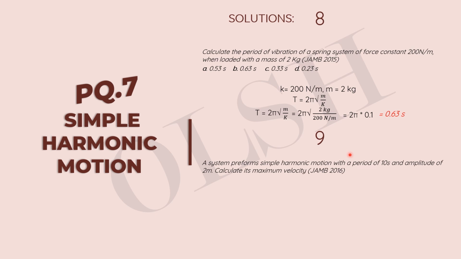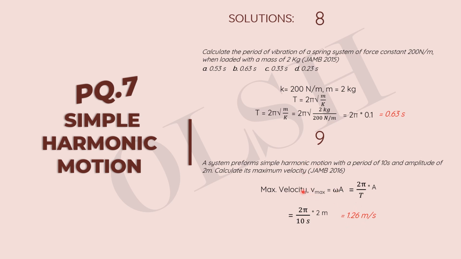We'll move on to question number 9. A system performs simple harmonic motion with a period of 10 seconds and amplitude of 2 meters. Calculate its maximum velocity. We know that maximum velocity is equal to omega A. Omega is the same thing as 2 pi f or 2 pi over T, times A, where A is amplitude. If we put in our values, we have 2 pi divided by 10 seconds times 2 meters. If we simplify that, we get 1.26 meters per second. That's our maximum velocity.